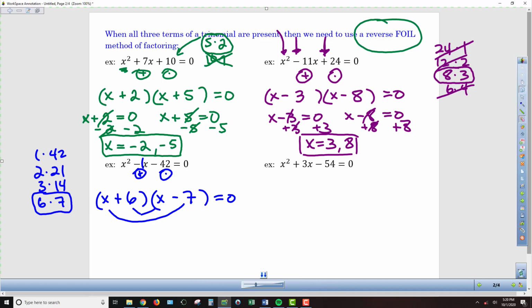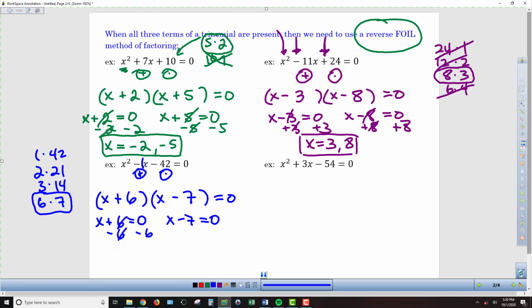So at this point here, once we have it factored into these two sets of parentheses, we're going to do the same thing we've done on the previous examples. We're going to set each of these equal to 0, and then I'm going to solve each of these mini equations. I'm going to subtract 6, so I get x equals 0 minus 6 is negative 6, and then over here I add 7, and so I get x equals 7 as my second answer, and so I've got that one finished.